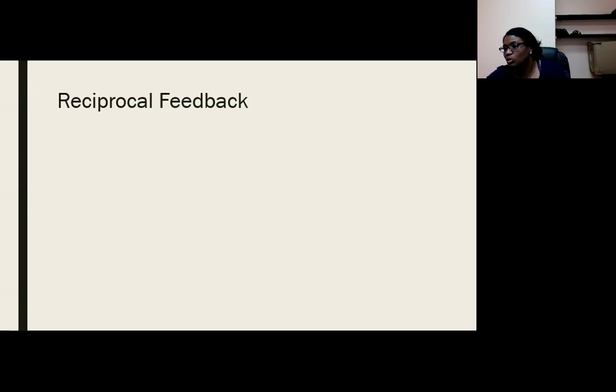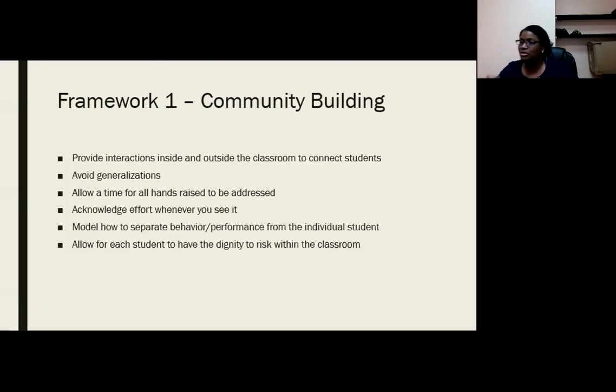So now we're going to go into a couple of frameworks, right? There are 4 specific frameworks when you talk about the way that you interact in the classroom and making sure that everyone feels like it's an inclusive environment. The first one is community building. When you think about community building, it's exactly what it says, right? You're building a little community in your classroom. And so what you're doing is you're going to provide interactions inside and outside of the classroom to actually connect the students to each other.